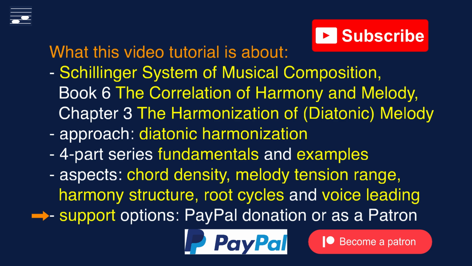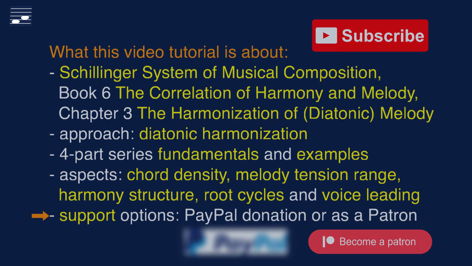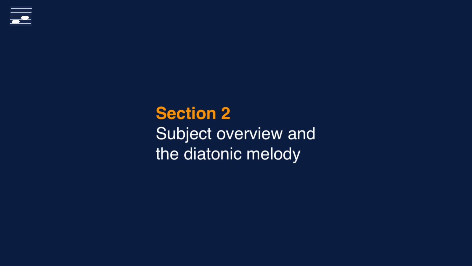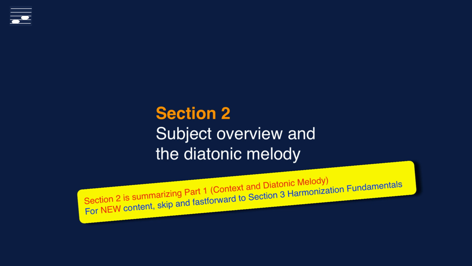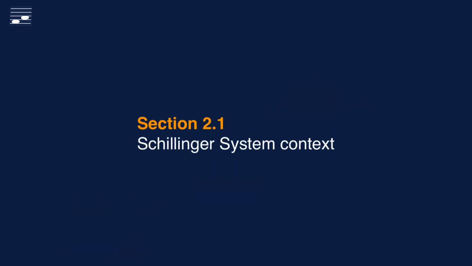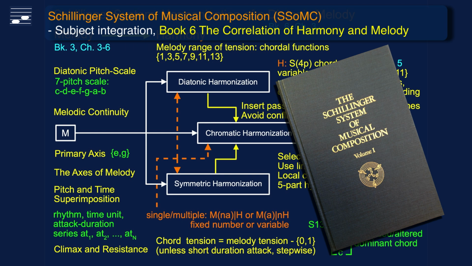Let's now dive into the diatonic harmonization approach. This section summarizes the content from part 1. You may want to fast forward to section 3, where new aspects will be introduced. Let me sketch the Schillinger system context for this series on harmonization. Book 6 correlates melodic aspects from Book 3 and the special theory of harmony in Book 5.